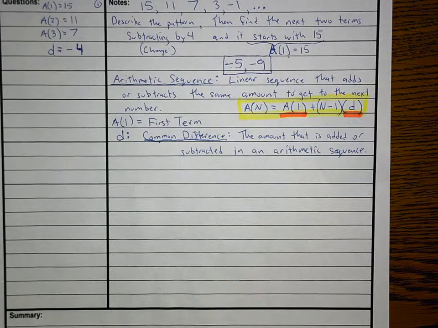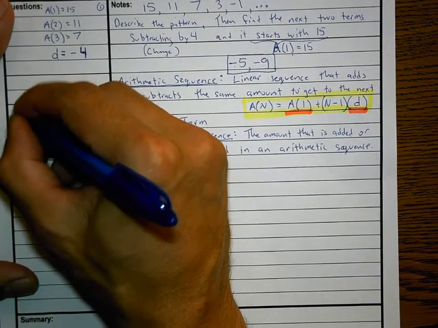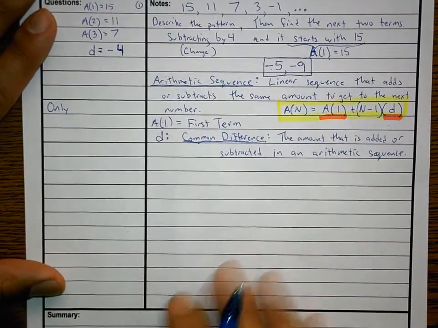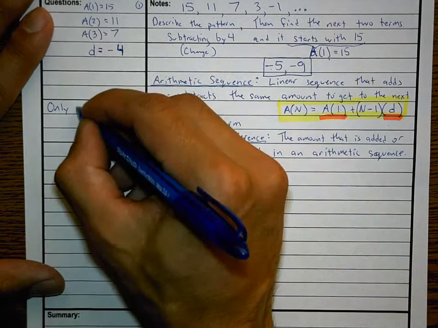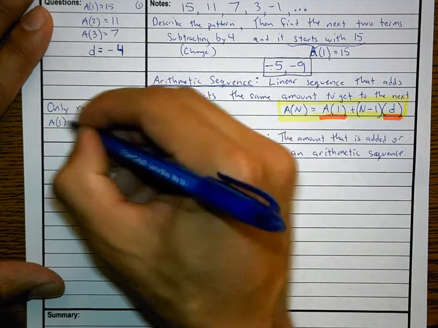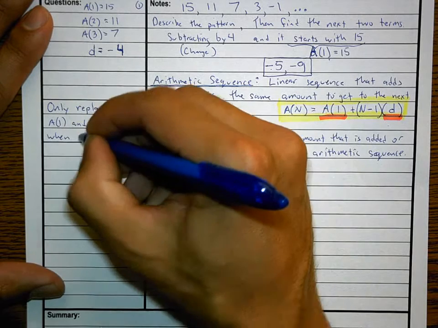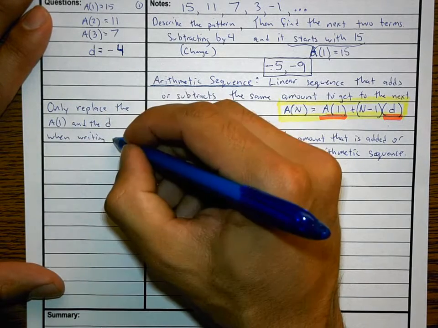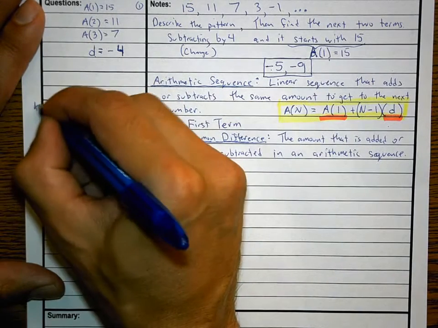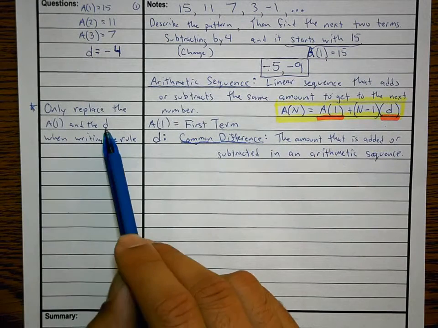And so I need to write that down off to the side. Over here. Only, let me recenter that. Right even with this, I'm writing only replace the A1 and the D when writing the rule. We'll star. Only replace the A1 and the D when writing the rule.